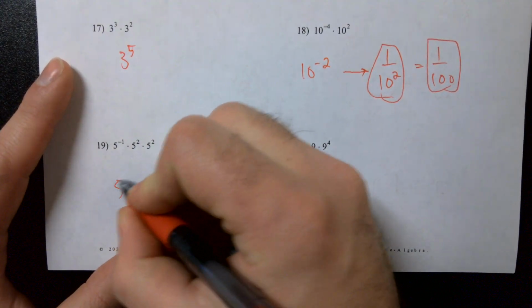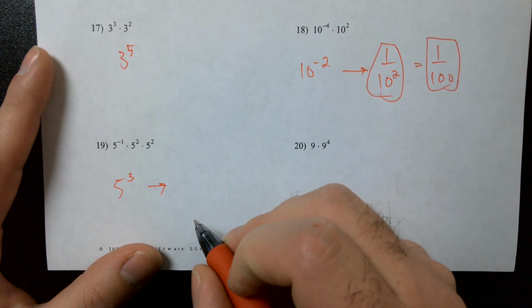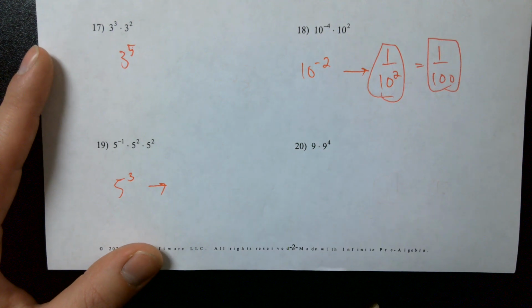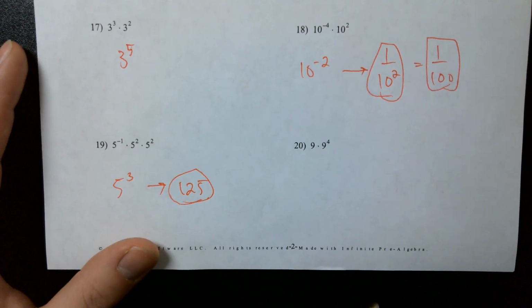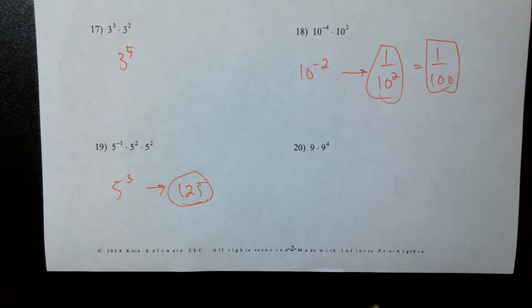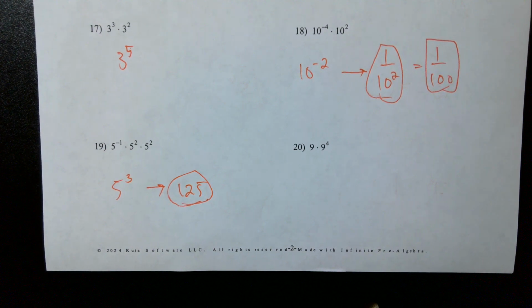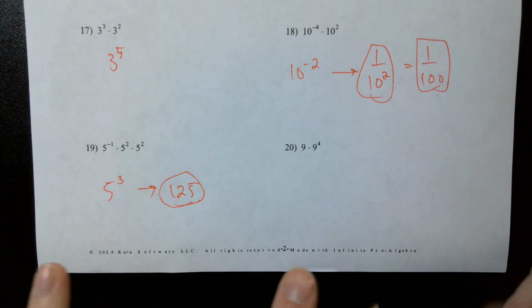For number 19, we get 5 to the third. What's 5 to the third power? Anyone know 5 to the third power? 75. Close. That's a good guess. 125. 125 is what we get. So think about 5 times 5 is 25, right? And then 25 times 5. So 25, that's a quarter. If you have 5 quarters, how much money do you have? Oh, yeah, $1.25, right? I see why you would say 75 though, because you did 25 and then times 3.